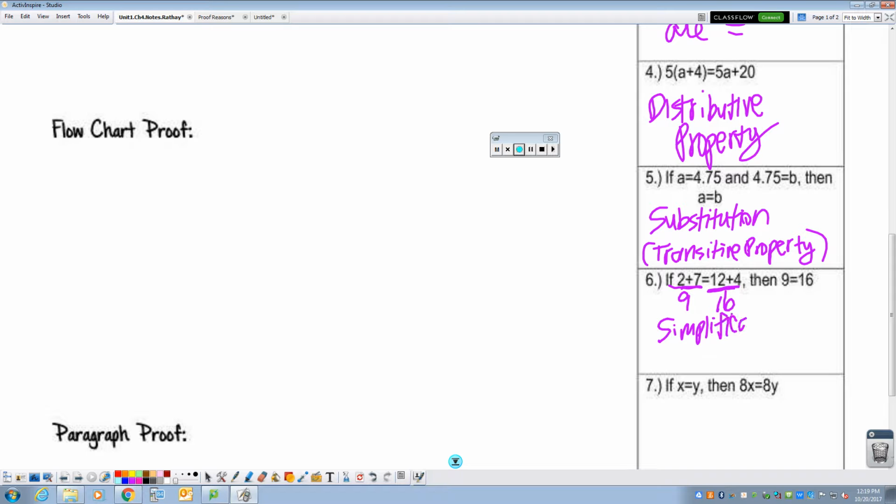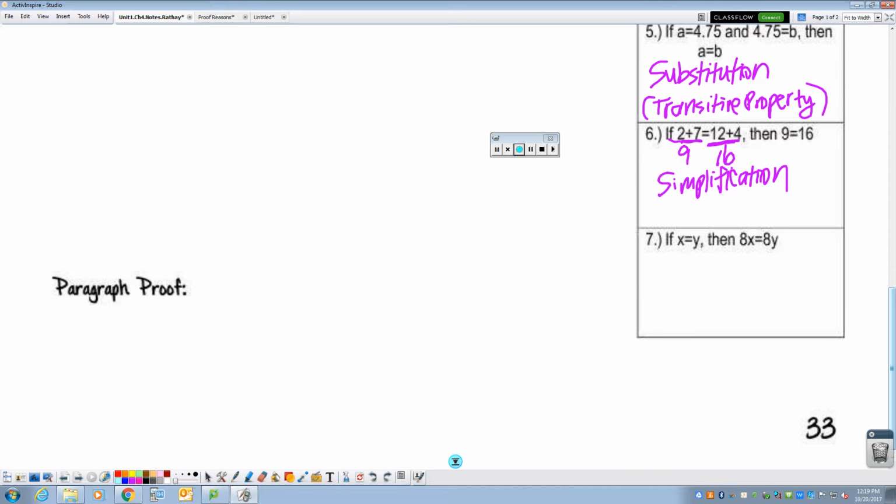If he writes simplify, we're good with that too. But combining like terms, simplification, and actually I would even take substitution, because did I substitute a quantity for an equivalent quantity? Yeah. And that's what substitution means. So that would also work in that box. And then the last one, if x equals y, then 8x has to equal 8y. What do we have happening? Equals multiplied by equals are equals. Good.